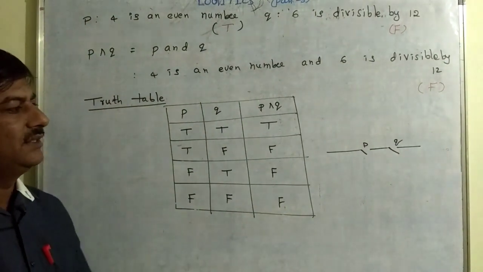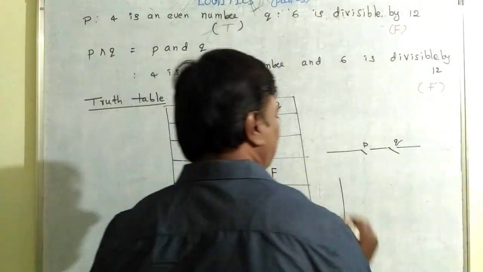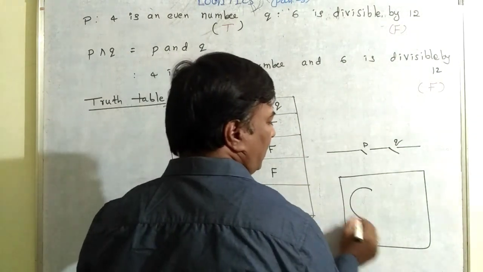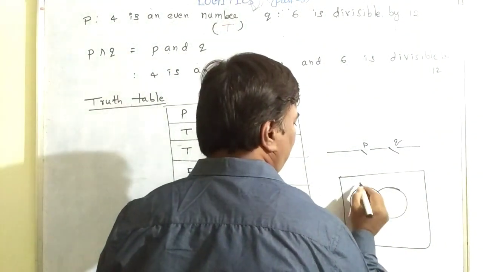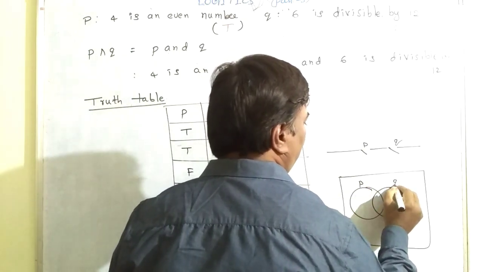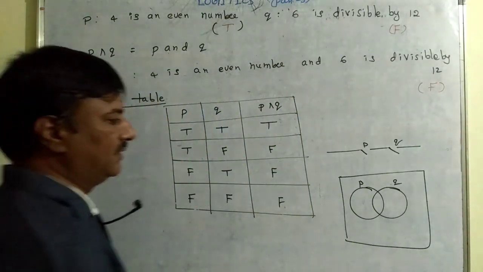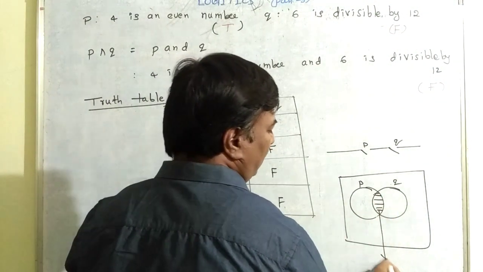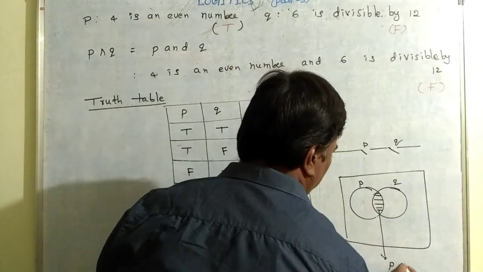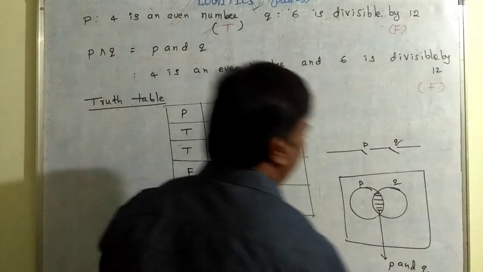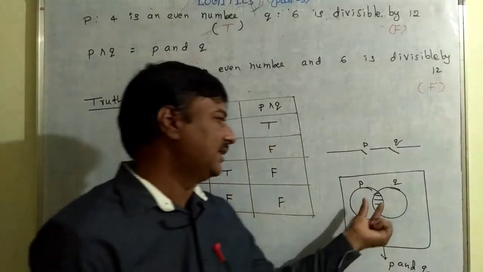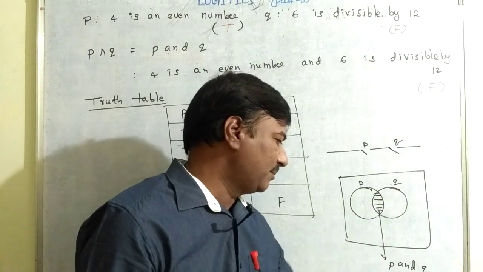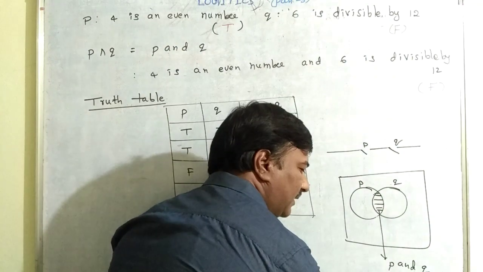This conjunction we can also consider by using the Venn diagram. Let's consider P is one statement and Q is another statement. P conjunction Q denotes the space of the intersection part. P and Q both happen, meaning the region of P and Q is shaded, which is the common statement. This is P and Q, or we can write P conjunction Q.